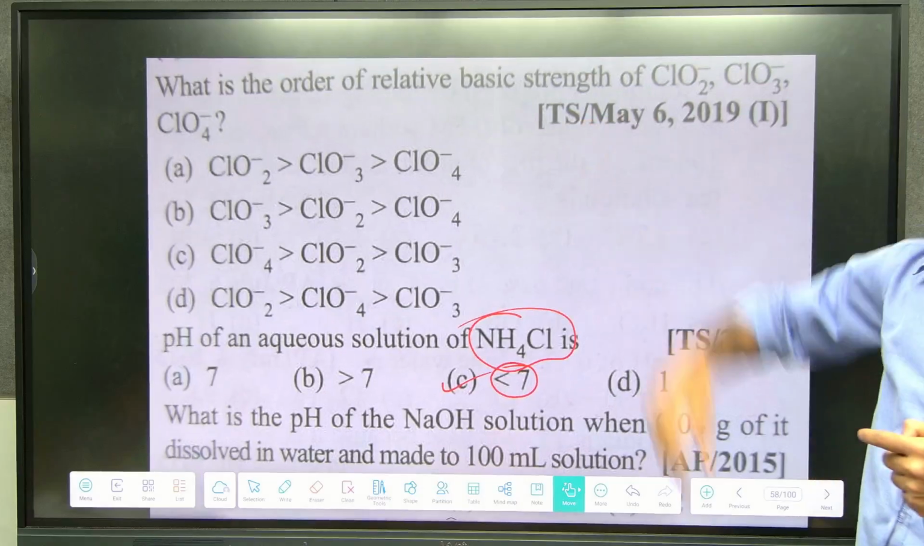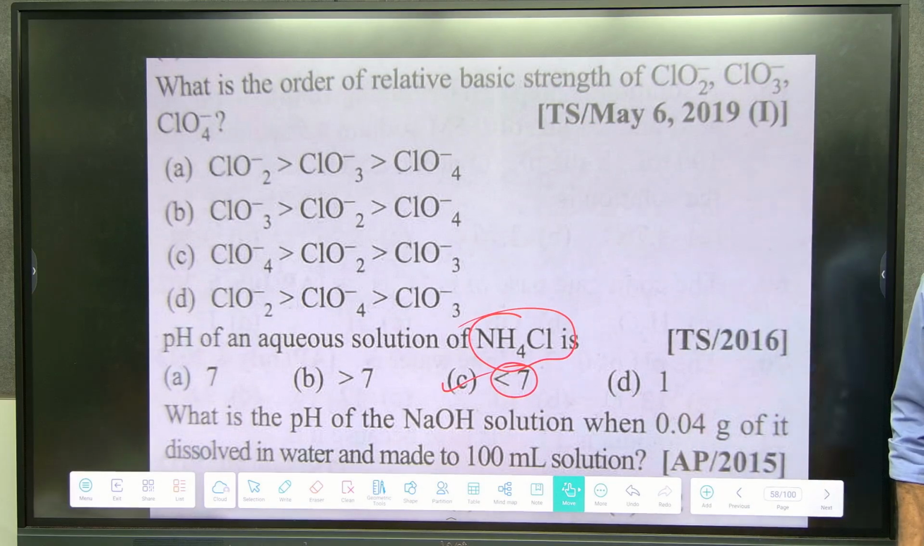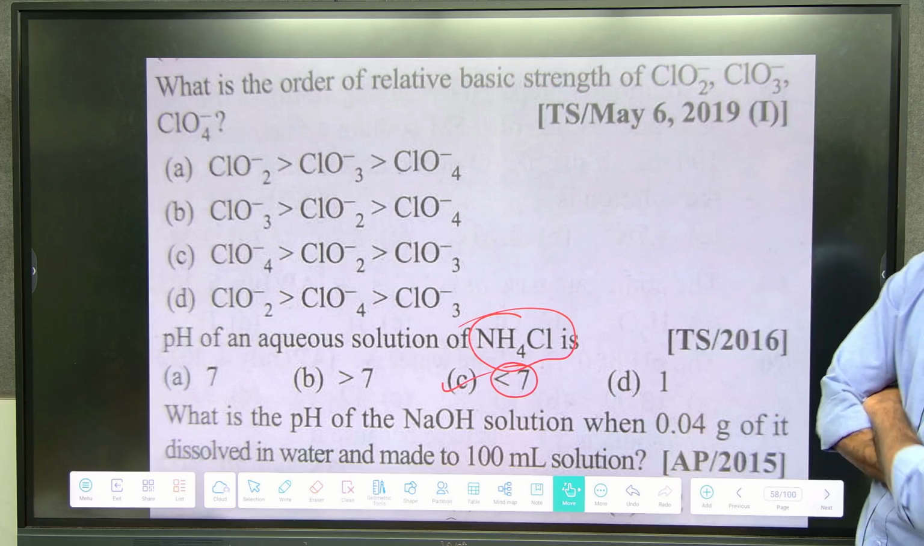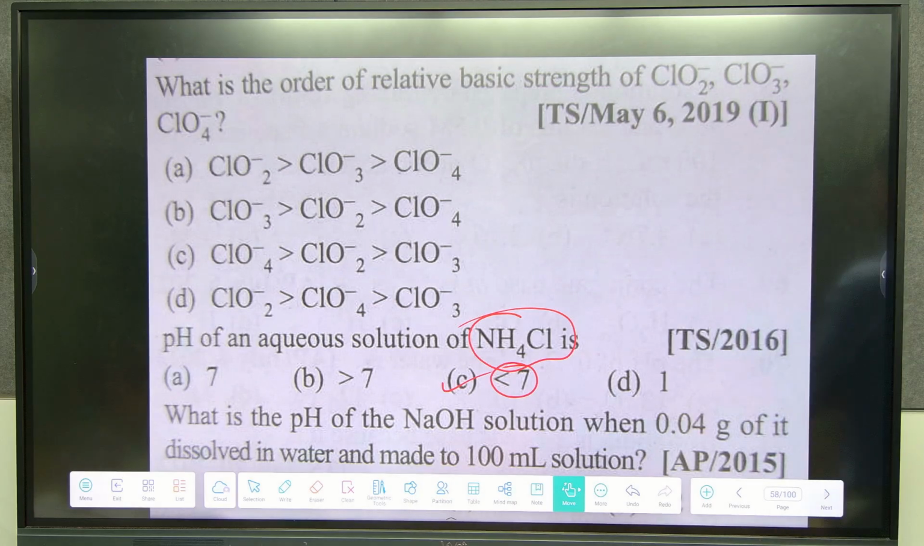ఈ క్వశ్చన్ చేయండి. What is the relative basic strength of ClO2 minus, ClO3 minus, ClO4 minus?